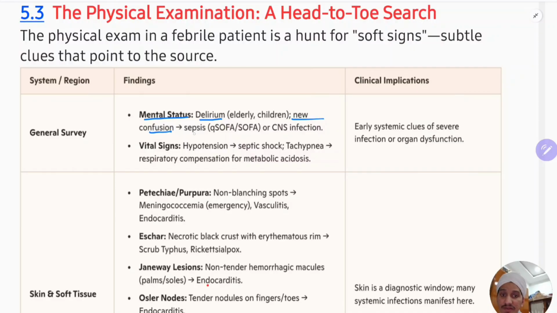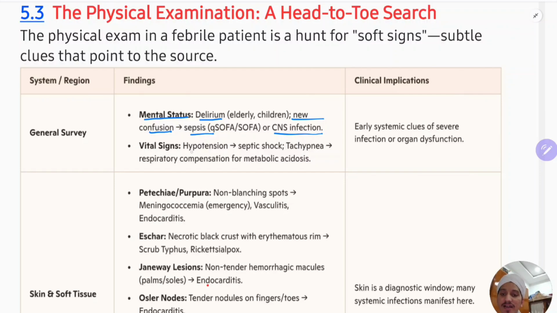That points to, if the patient has new confusion, then that points towards sepsis or CNS infection. Remember this point. New acute confusional state can point towards sepsis or CNS infection. And delirium: older individuals can usually present with delirium, and they will have a blunted response to fever. Delirium and acute confusional state.